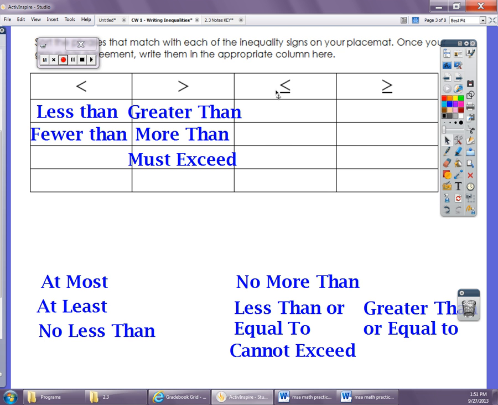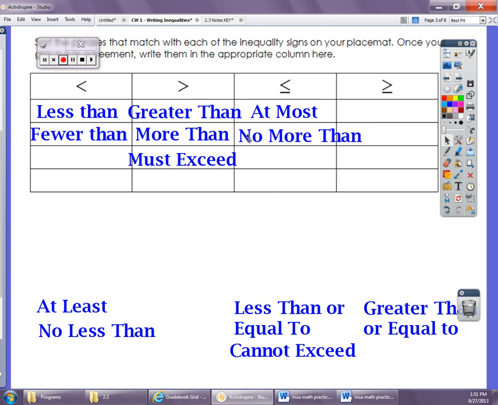Well, the third one is at most, no more than. So it can be at most, it can equal that value, but it can be no more than that. So at most $10. So we can spend at most $10. Well, we can spend $10. Or we can watch no more than 3 hours of TV tonight. So we can watch 3 hours, but we can't go over that.